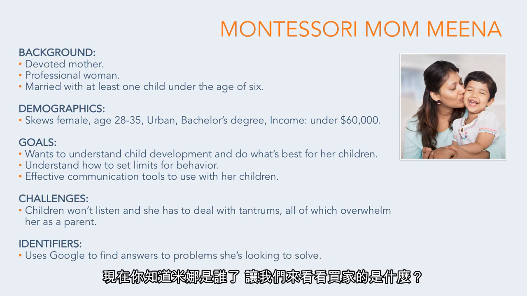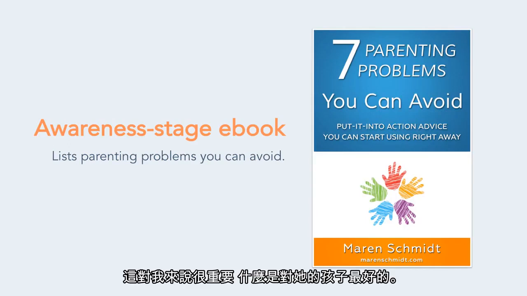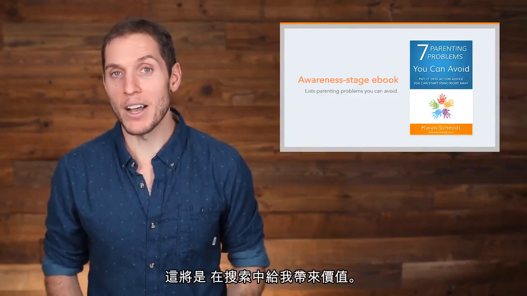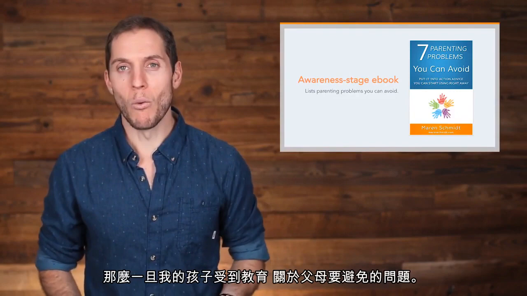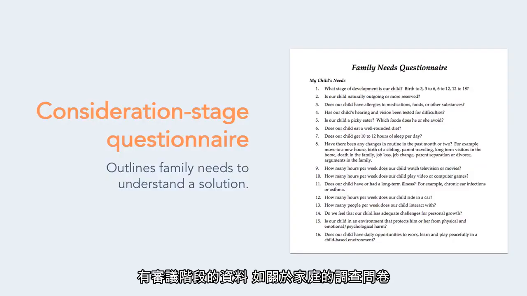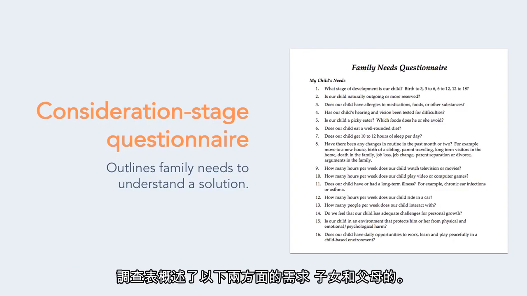Great. Now that you know who Mina is, let's take a look at what the buyer's journey might look like for her in more detail. To start, you know it's important for Mina to do what's best for her children. So what about an awareness stage ebook that lists parenting problems you can avoid? This is something that would bring value to Mina's search. Then, once Mina's been educated on parenting problems to avoid, what about following up with a consideration stage information like a questionnaire regarding family needs to help her understand a possible solution? In this case, Montessori. The questionnaire outlines both the needs of the child as well as the parent.